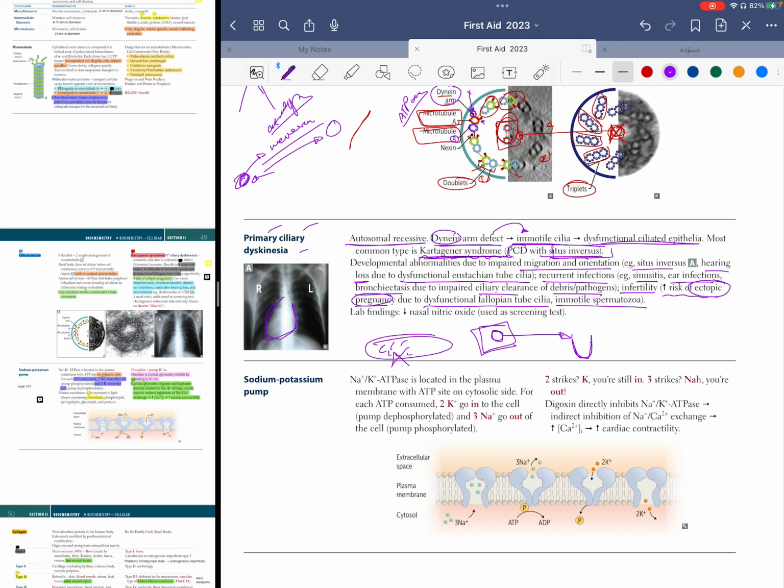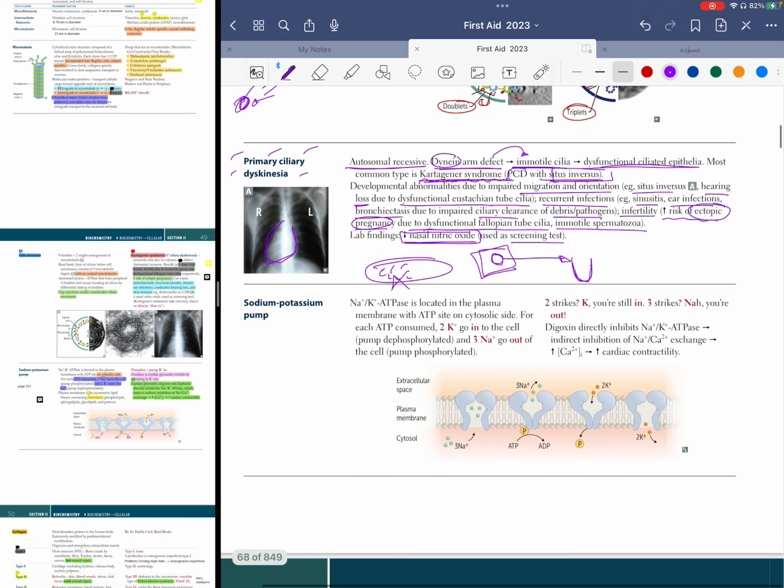Okay, the lab findings include reduced nasal nitric oxide, used as a screening test. So in order to check for primary ciliary dyskinesia, we check the nasal nitric oxide, and if it is decreased, then basically it's primary ciliary dyskinesia. That's the nasal nitric oxide.